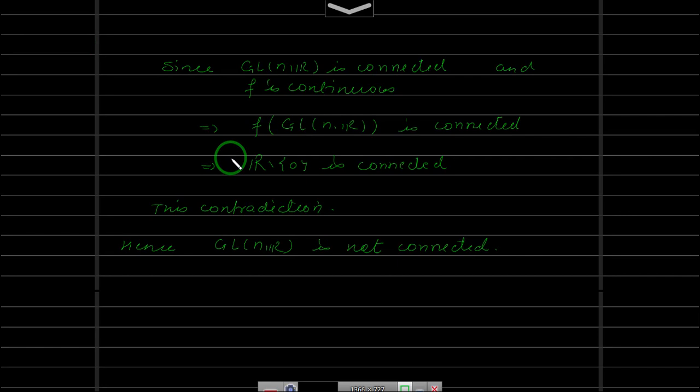On similar grounds, if you go further, we can check SLnR, the special linear group. This is the set of all n by n square matrices belonging to MnR such that the determinant of A equals 1. We can check whether this SLnR is a connected subset or not. Okay, so you can see other examples as well.